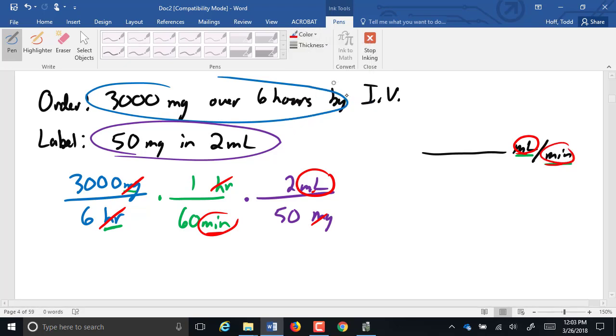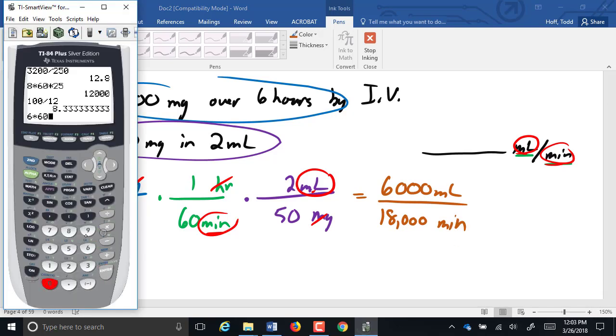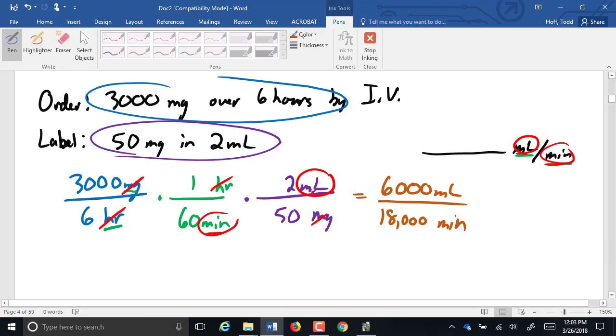So we'll just multiply this out. 3,000 times 1 times 2 milliliters is 6,000 milliliters. We have 6 times 60 times 50 is going to give us 18,000 minutes, I believe. Let me double check that. So it is 18,000 minutes. Now, when we divide this out, 6,000 milliliters divided by 18,000 minutes, we get 0.3333 milliliters per minute.